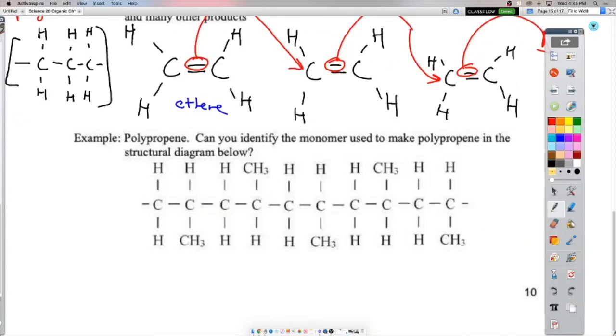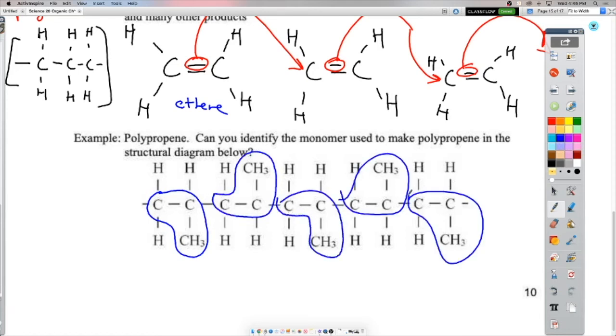Here's another example, polypropene. Hey, propene, what does that make you think of? Well, what do you think was the monomer used to make polypropene? If ethene was the monomer used to make the polymer polyethene, what do you think is used to make polypropene? You guessed it, propene. Can you see where prop came from in here? Remember, prop means three. Well, look at this. We took a propene, we broke a double bond to connect it to another propene that used to be there. So we took a monomer and turned it into a polymer. Again, this can go on for pretty much as long as you want it to.